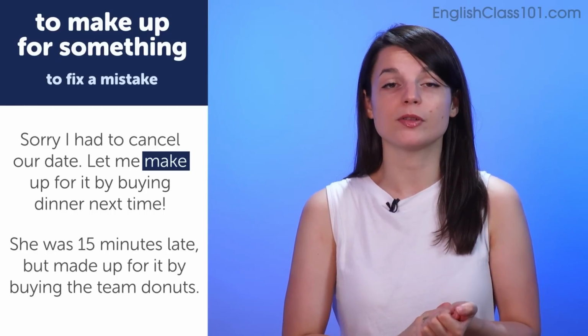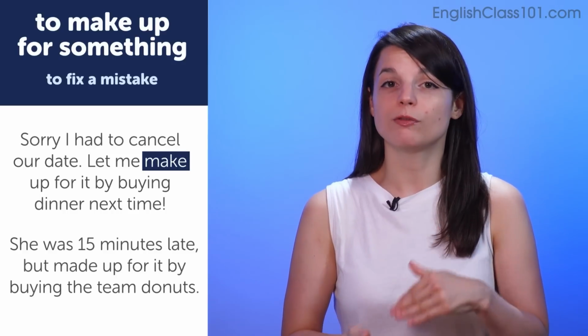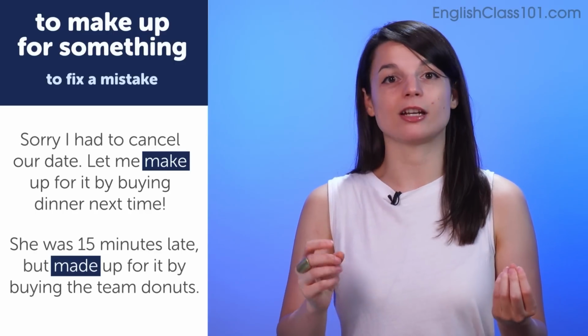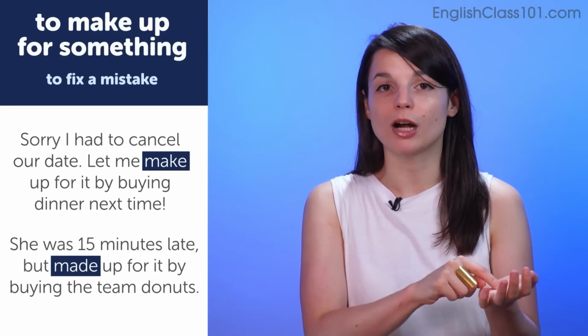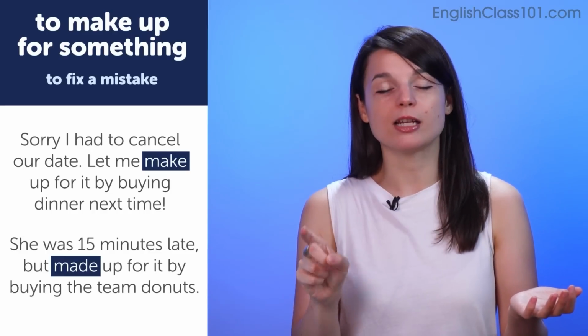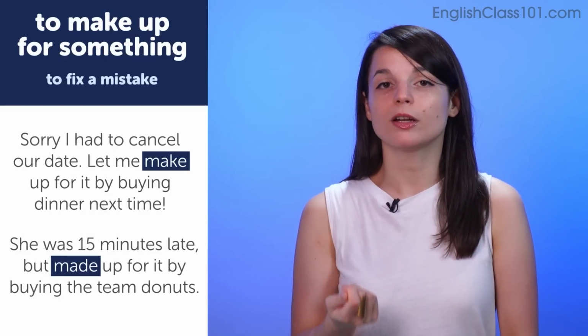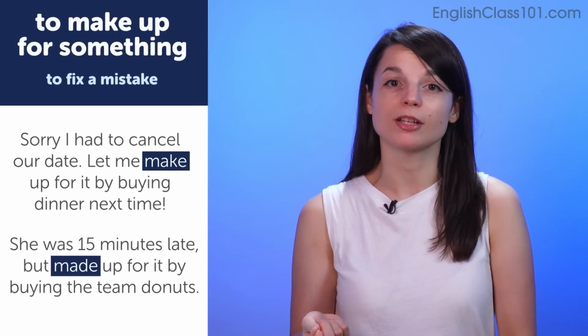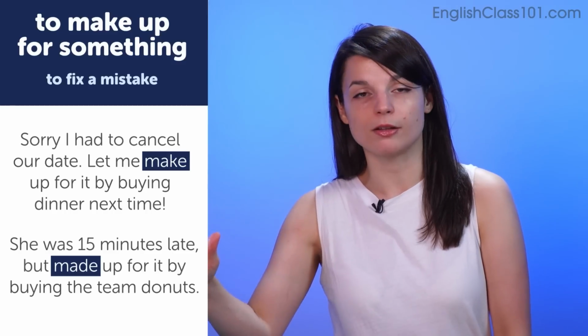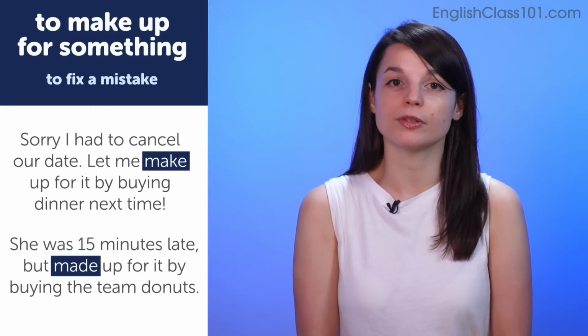In the second example sentence, it's a delay. She was 15 minutes late, but made up for it. It here is the 15-minute delay. It's the problem. She made up for that problem by buying the team donuts. So you'll see this is a very common pattern with make up for something. To make up for something by doing something else. We saw this in the first example sentence too.